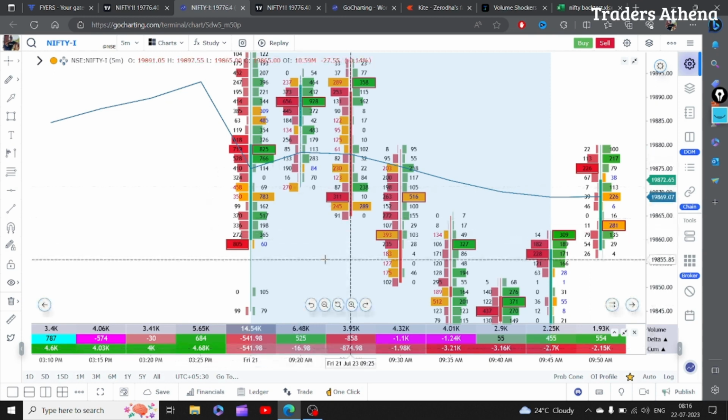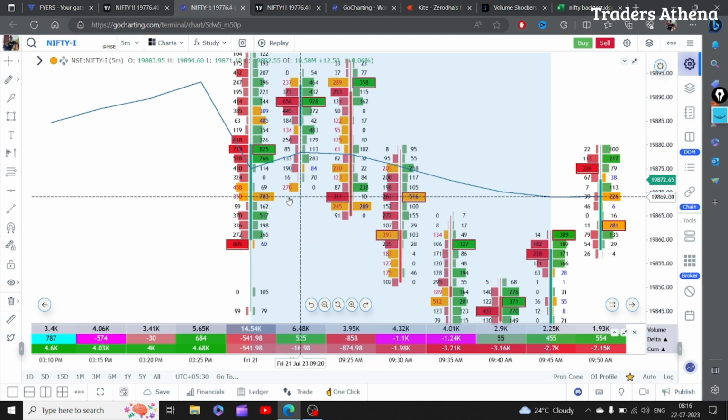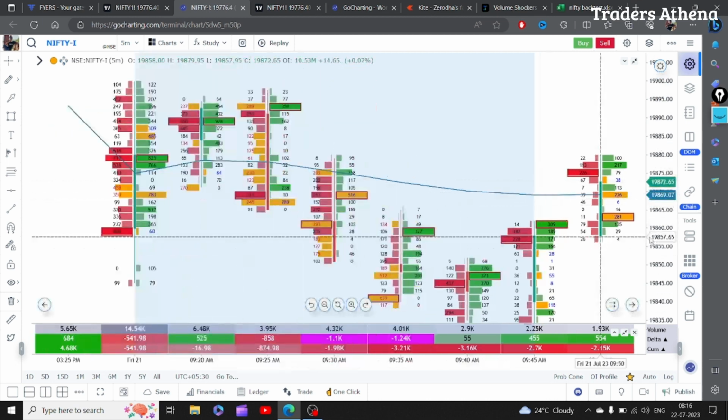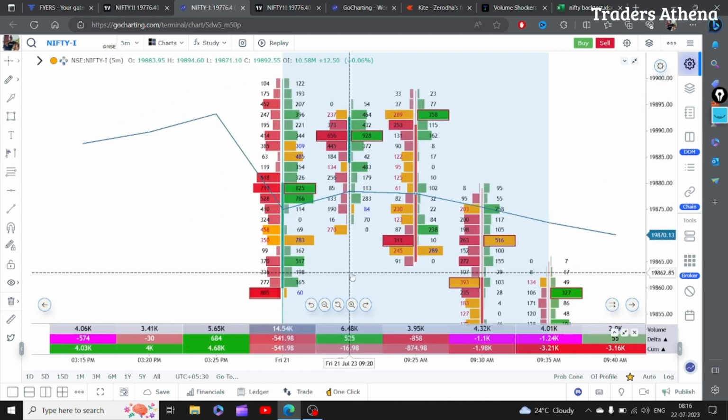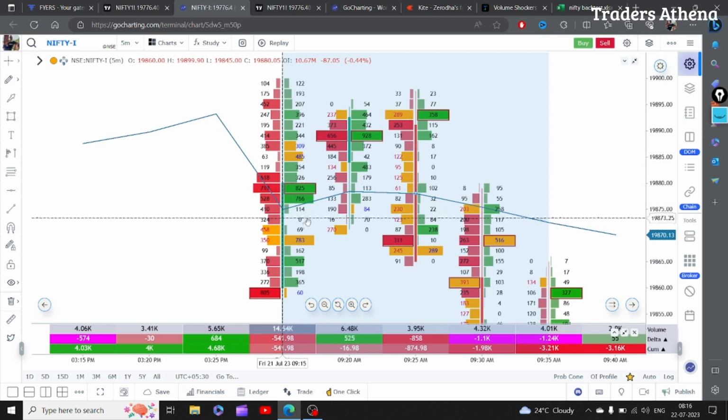Okay, these are some basics of GoCharting. Now, how do I analyze with GoCharting while doing intraday? Let's see. If you see this first 5 minutes candle here, my assumption is that both buyers and sellers are present here, correct?